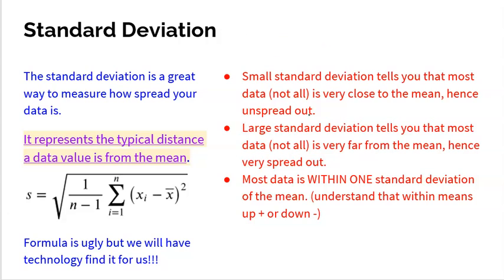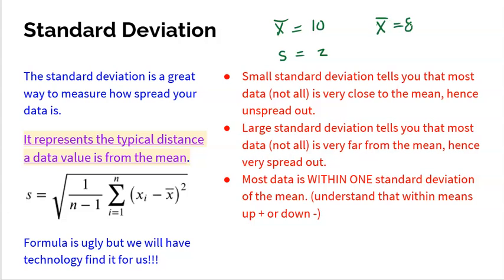So let me just do some examples. If you have a mean of 10 and you have a standard deviation, by the way, the symbol for standard deviation is S, of 2, this means that most data is from 8 to 12. 2 above, 2 below. Most data is from 8 to 12. Not all data, most data. The typical value is somewhere between 8 and 12. 2 above, 2 below, right? I hope I'm making complete sense here.